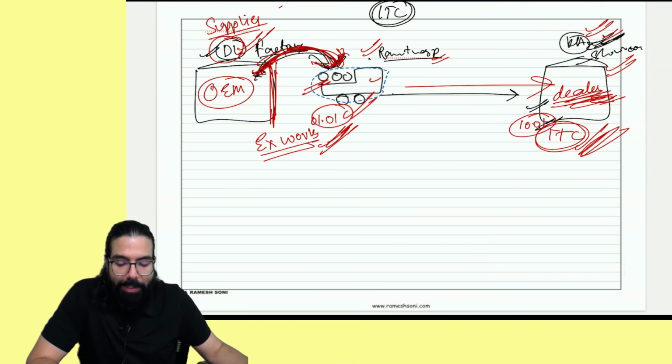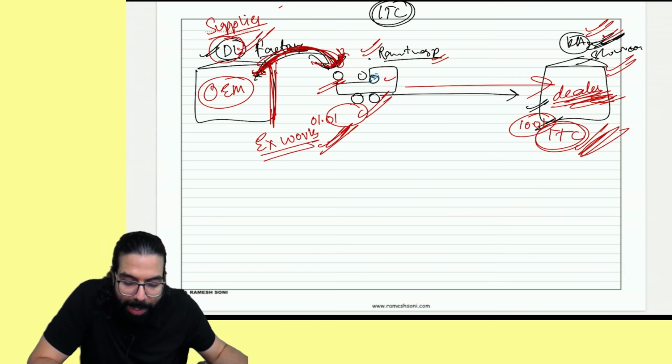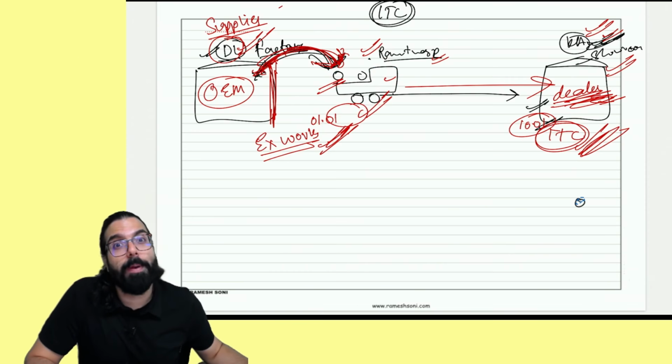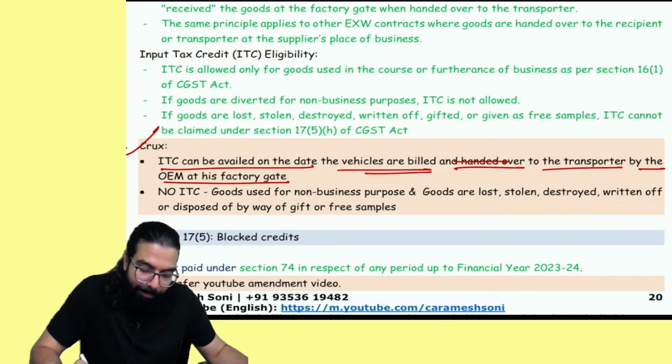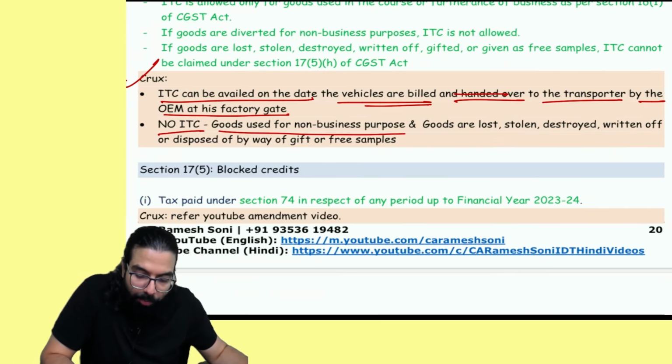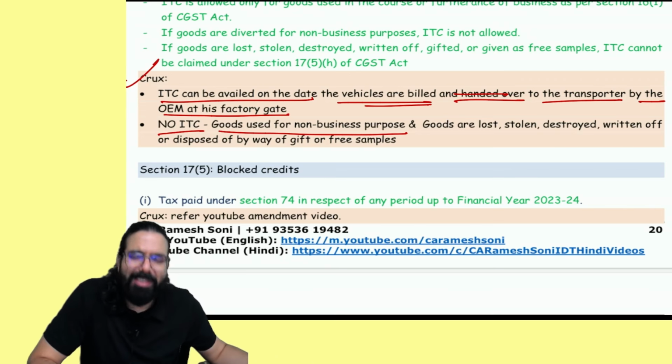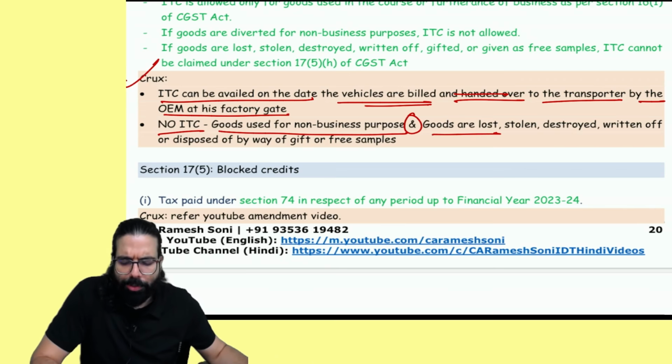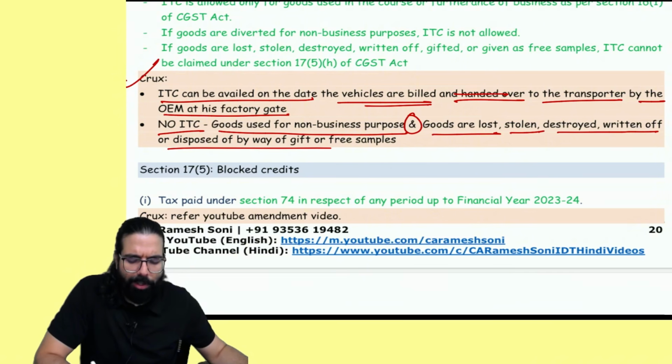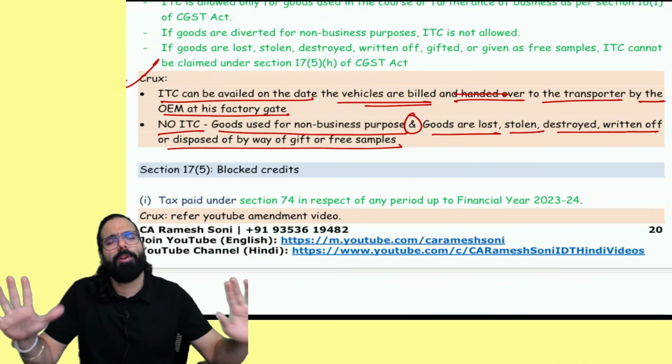Sir, what if while the goods were coming on the way, one car you took and started using for personal purpose? Then you will not get the credit. Remember one thing, they have clarified: no ITC if goods are used for non-business purpose. This is a normal thing. And if goods are lost, stolen, destroyed, written off, or disposed of by way of gift or sample, then credit will not be there.